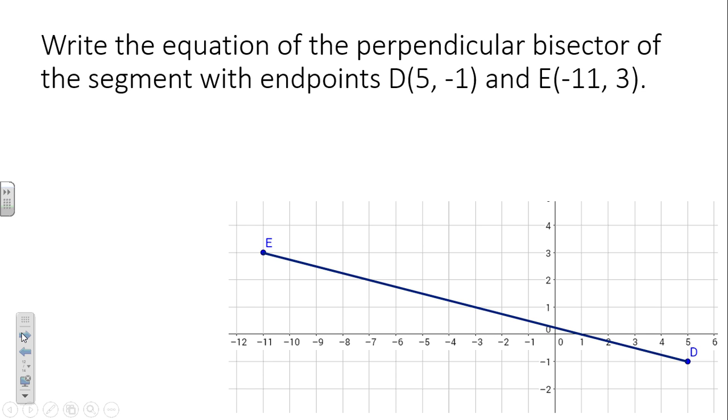We want the equation of a line as the perpendicular bisector of this line. Okay? So what's the first thing we need to know? What's half of it? Where's the midpoint? So we've got to find that middle point in order to help us find the equation. So what's the midpoint formula?